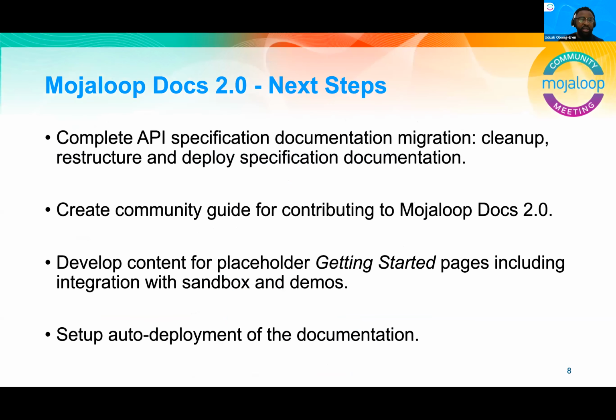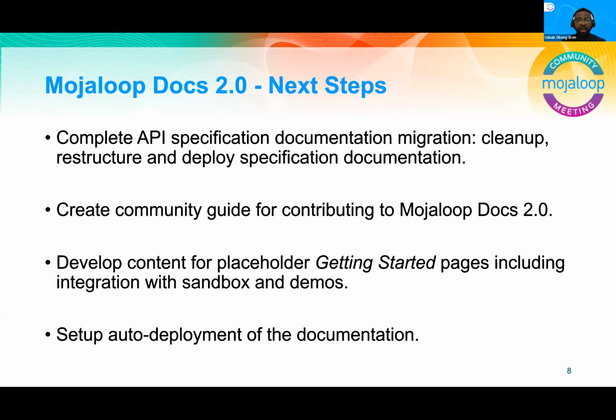And so for next steps, as it has to do with the documentation, for PI 15, we'll be focusing on migrating the API specification docs to the view press, which is where the new documentation is. And of course, that includes cleaning it up, structuring it in line with the defined architecture, and deploying it.